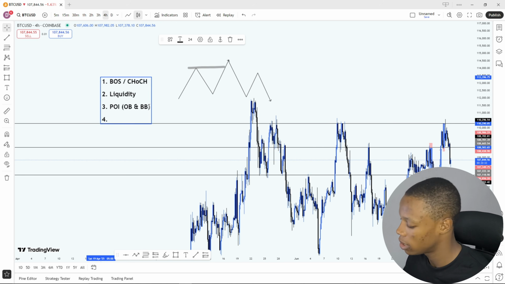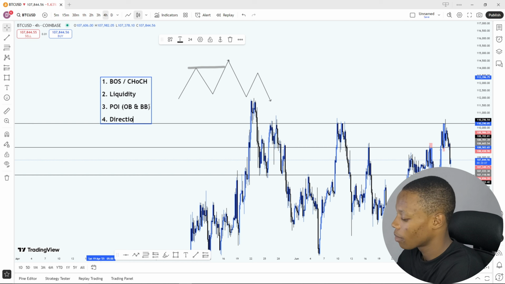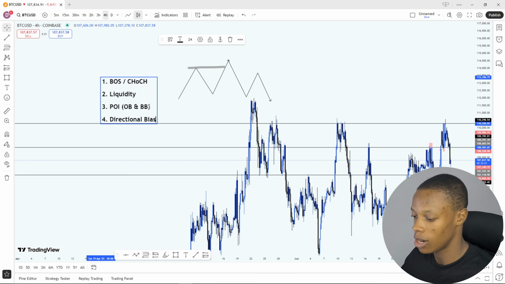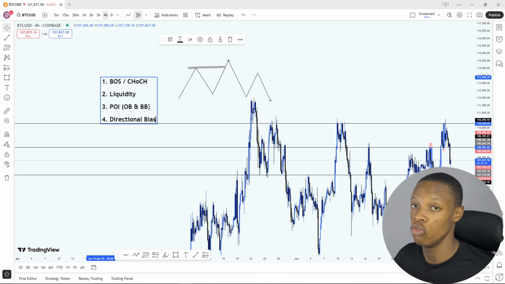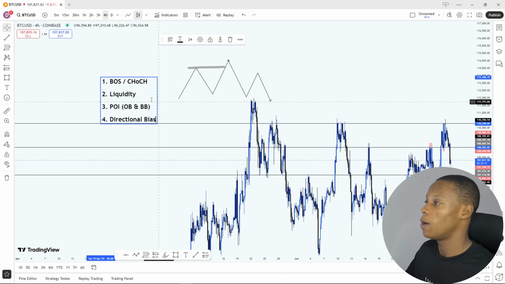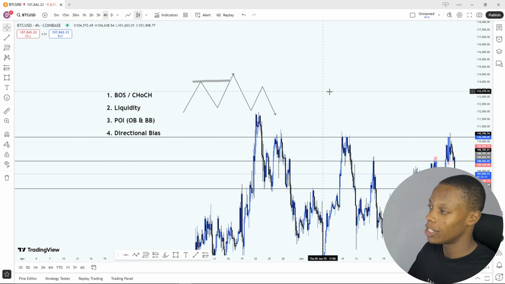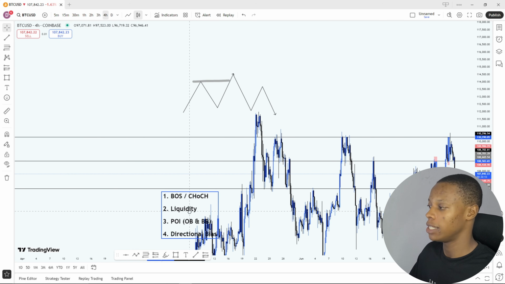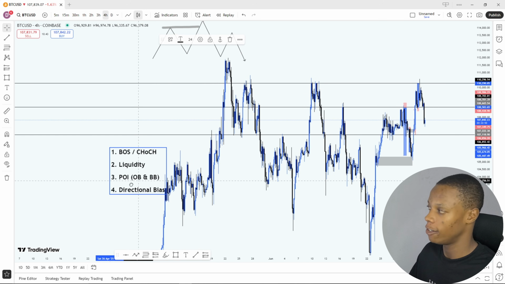So the fourth and the final thing, which I'm not gonna dwell on, is directional bias. Right, and this is the main thing. This is what's gonna help you know and understand what you are doing in the market. Let me just briefly explain what directional bias is, then I show you how it is on the chart.